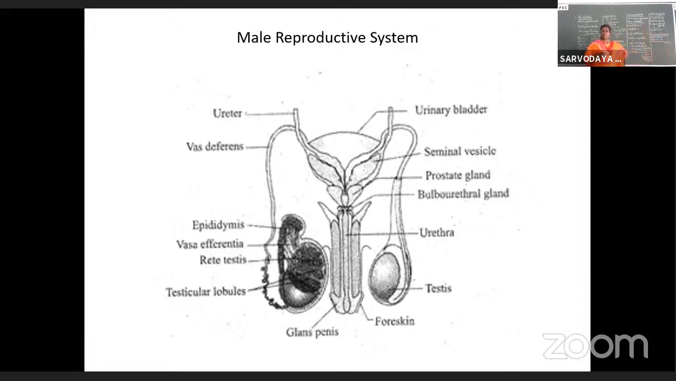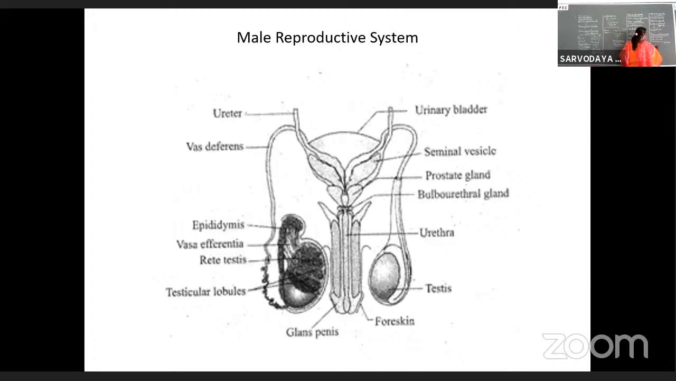So what is the composition of seminal plasma? It is made up of fructose, calcium, and certain enzymes. So the secretion from all these three glands put together, what is it referred as? Seminal plasma. Next, very simple.